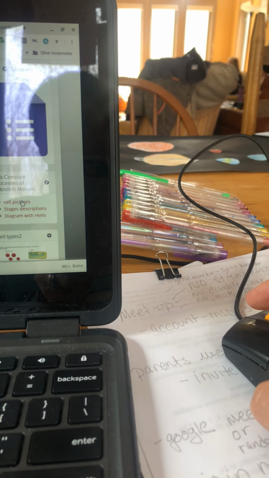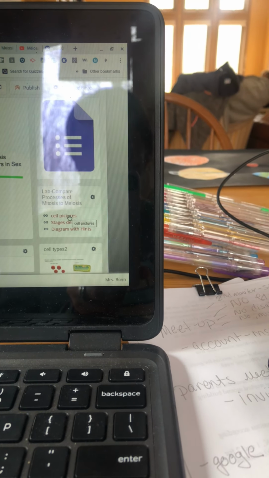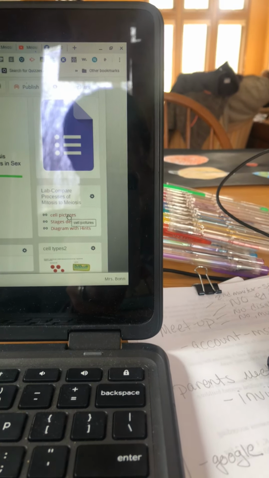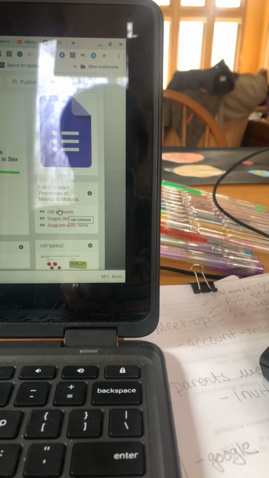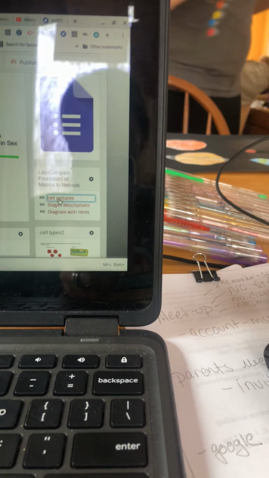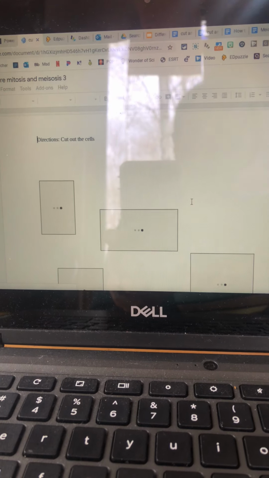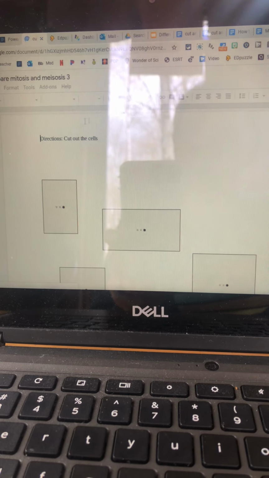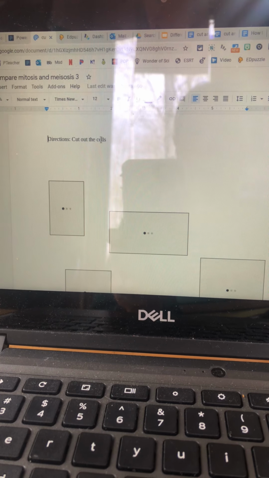We are going to be doing a Google Meetup on Tuesday at 11:30 and then again on Thursday at 11:30. I ask you to please have these 2 documents printed out. The first document looks like this. It's called Cell Pictures. And it's a bunch of different pictures. If you look at the directions, it says cut out the cells.